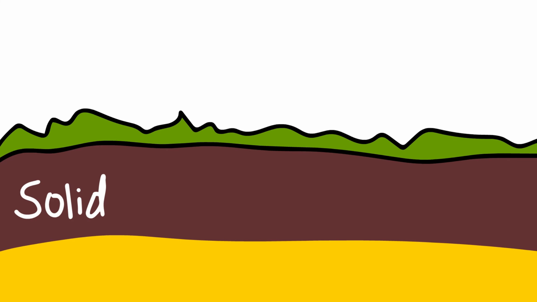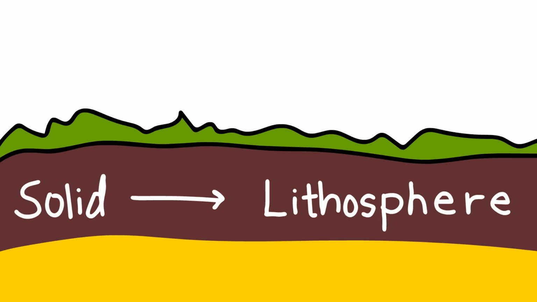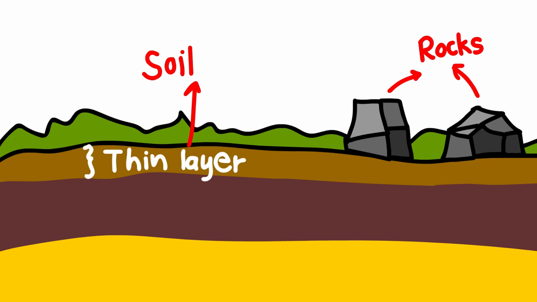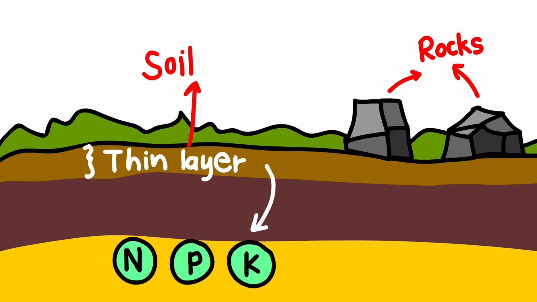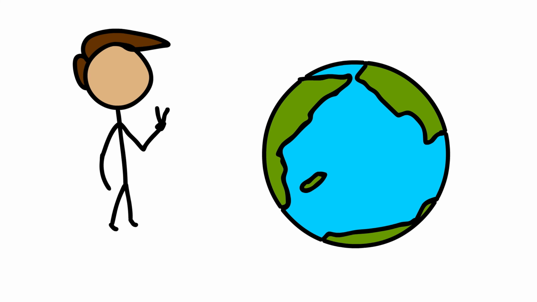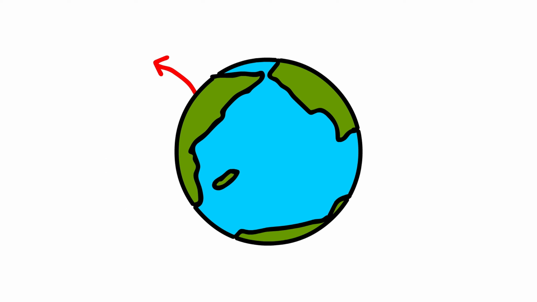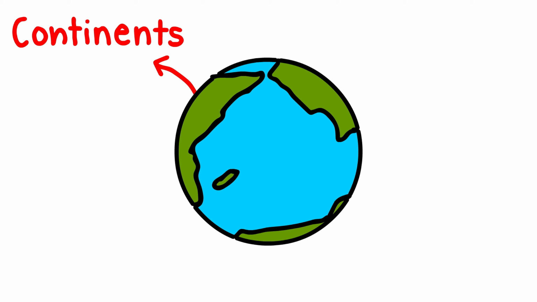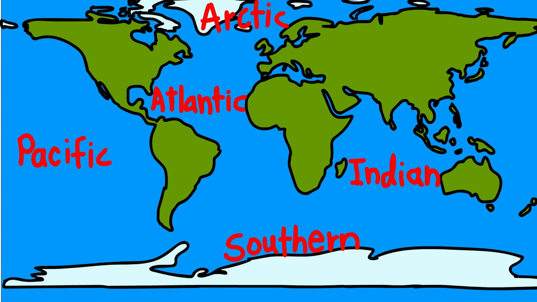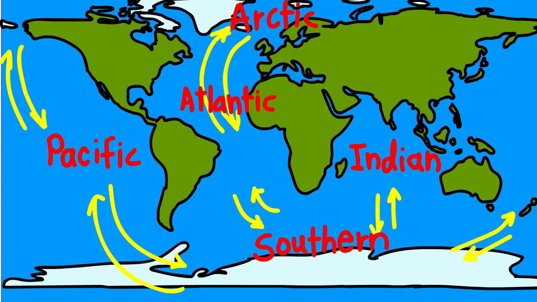Lithosphere. The solid portion of the Earth is called the lithosphere. It comprises the rocks of the Earth's crust and the thin layers of soil that contain nutrient elements which sustain organisms. There are two main divisions of the Earth's surface. The large land masses are known as the continents, and the huge water bodies are called the ocean basins. All the oceans of the world are connected with one another.